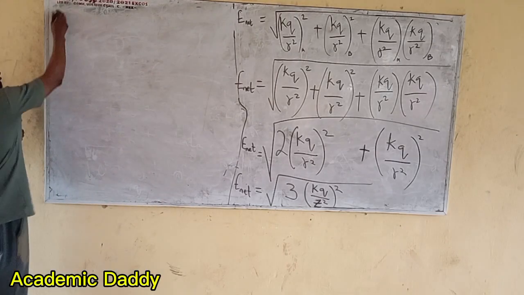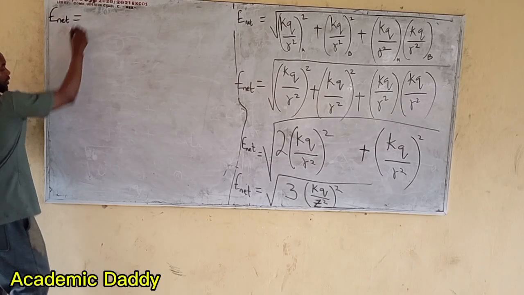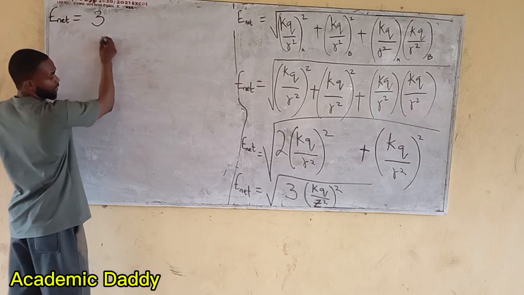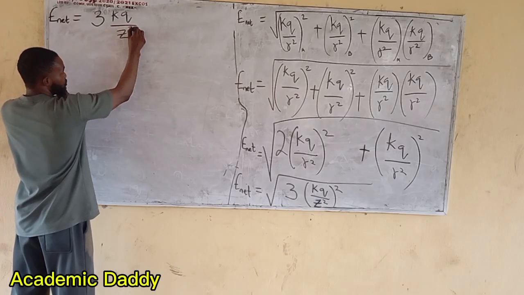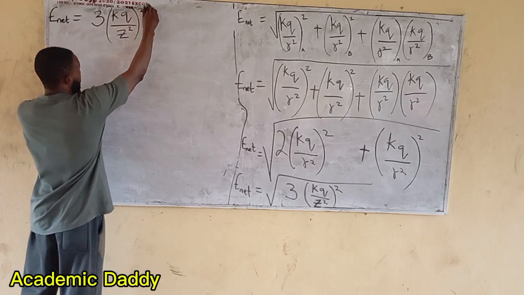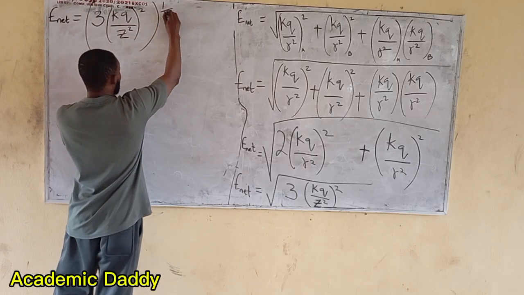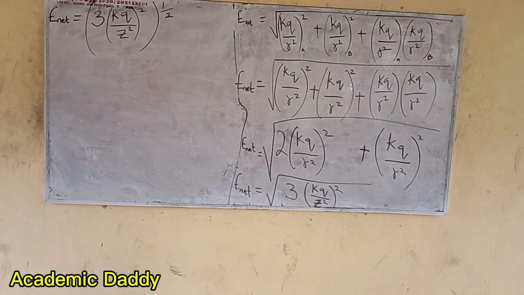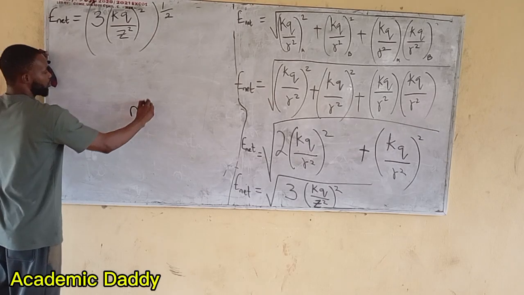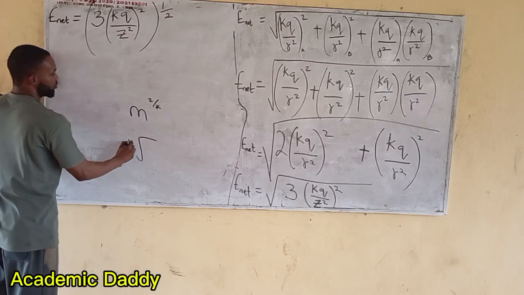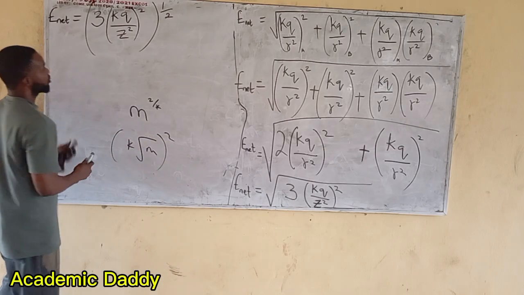So in that case, my E net is going to be the same as saying 3KQ all over Z squared, everything raised to power 1/2. Do you know the reason why everything is raised to that power? Yes, that's our law, the reciprocal law. That is what we call the fractional power law, which says that m raised to power 2 over k is the same as saying the k-th root of m raised to power 2. So that is why I'm doing that.